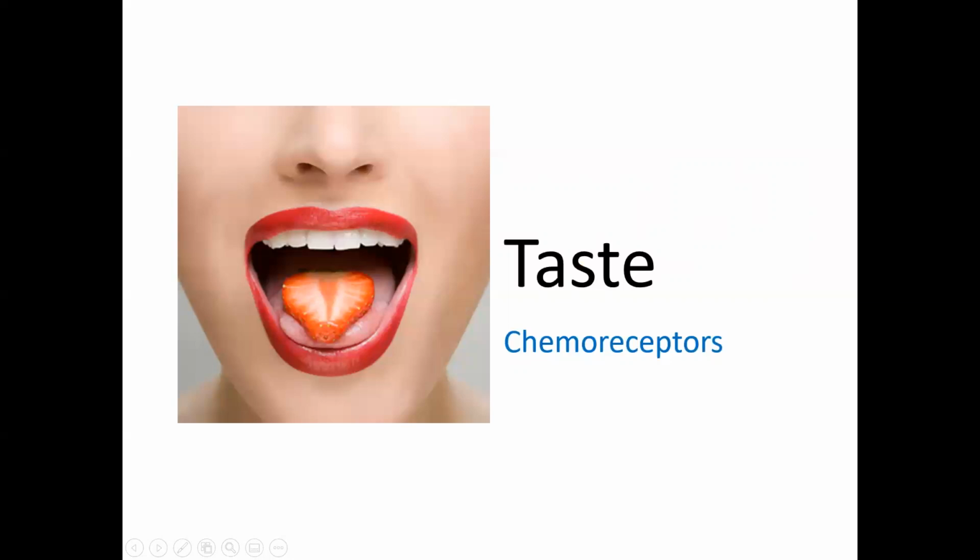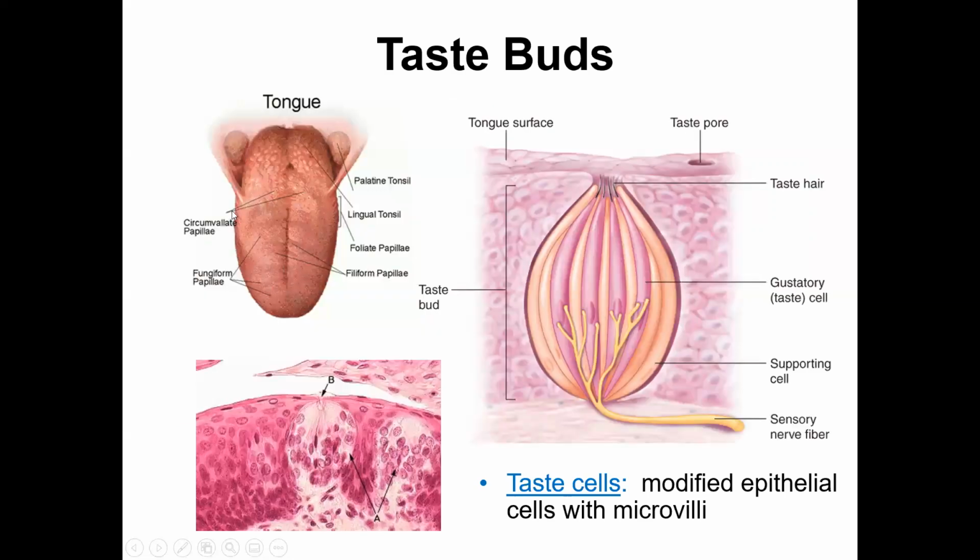Okay, so taste first, a little bit of anatomy review. Here we have the tongue. On the tongue, we have these little mounds that are called papillae. On the sides of the mounds, we have these taste buds. So this part right here, this is a taste bud. In the taste bud, it has a little pore so the chemicals can enter, and it has the taste cells, also known as gustatory cells. Those are going to be the sensory receptors.